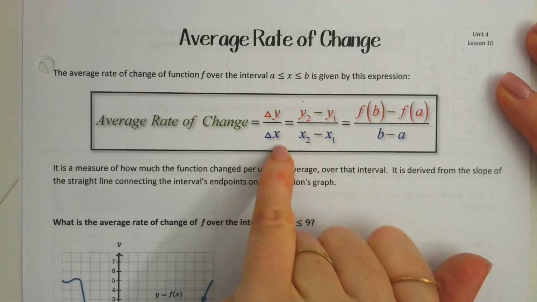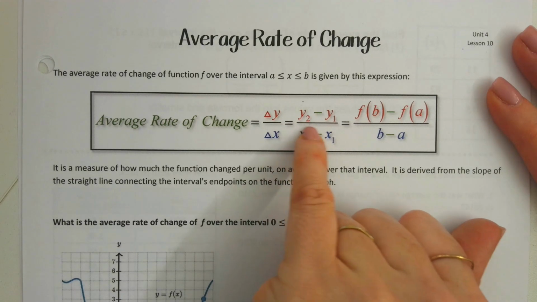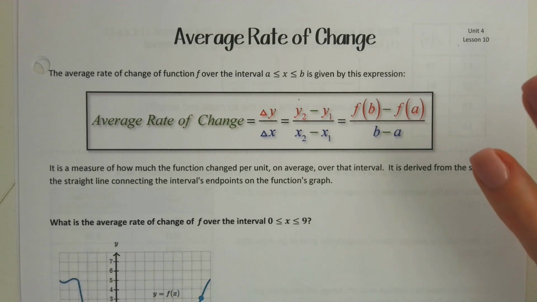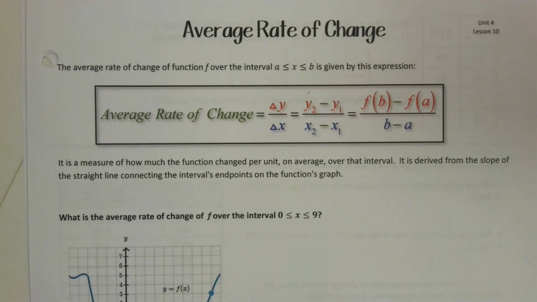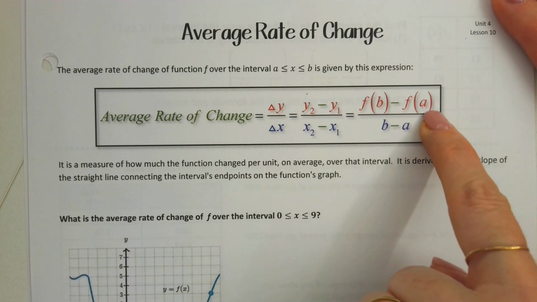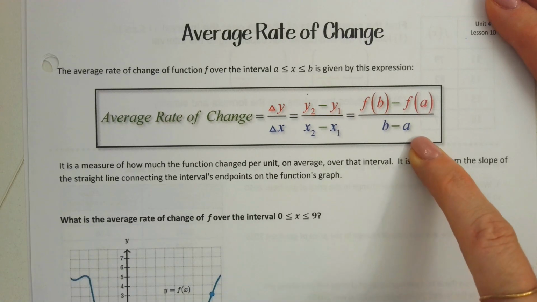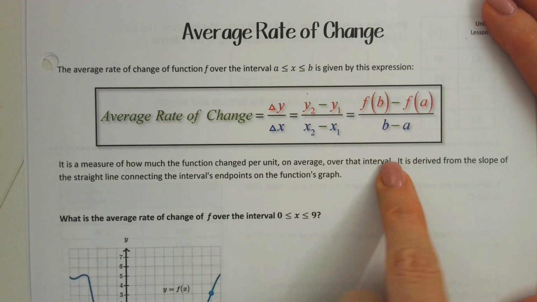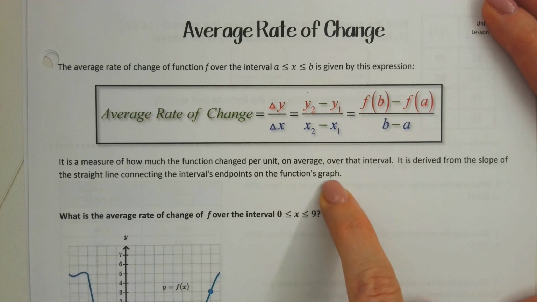So you can see it's change in y over change in x, which when you first learned how to do slope in like the 7th grade, you learned it was y2 minus y1 over x2 minus x1. And then all we do different to make this average rate of change for a polynomial function is that it's written in function notation. That's the only thing that's different now. F of b minus f of a, which still means y minus y, over b minus a, which still means x minus x. It's a measure of how much the function changed per unit on average over that interval. And again, it is derived from the slope of a straight line connecting the interval's endpoints on the function's graph.